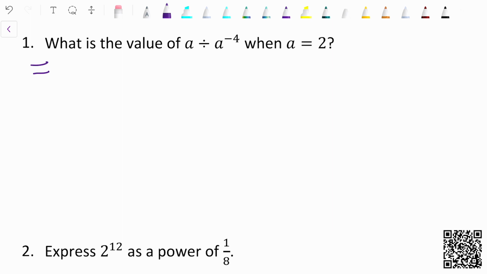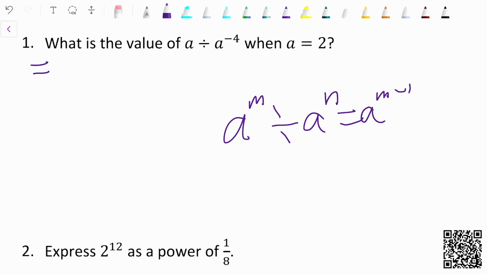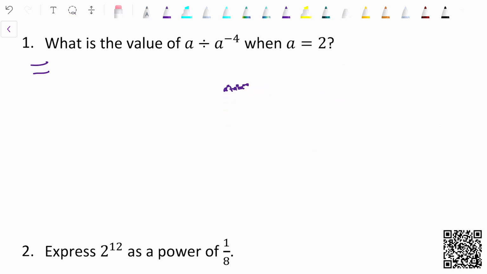So normal a is technically a to the power of 1. So following the same formula, a to the power of m divided by a to the power of n equals a to the power of m minus n. Using that formula, I'm going to put it in the corner for y'all.